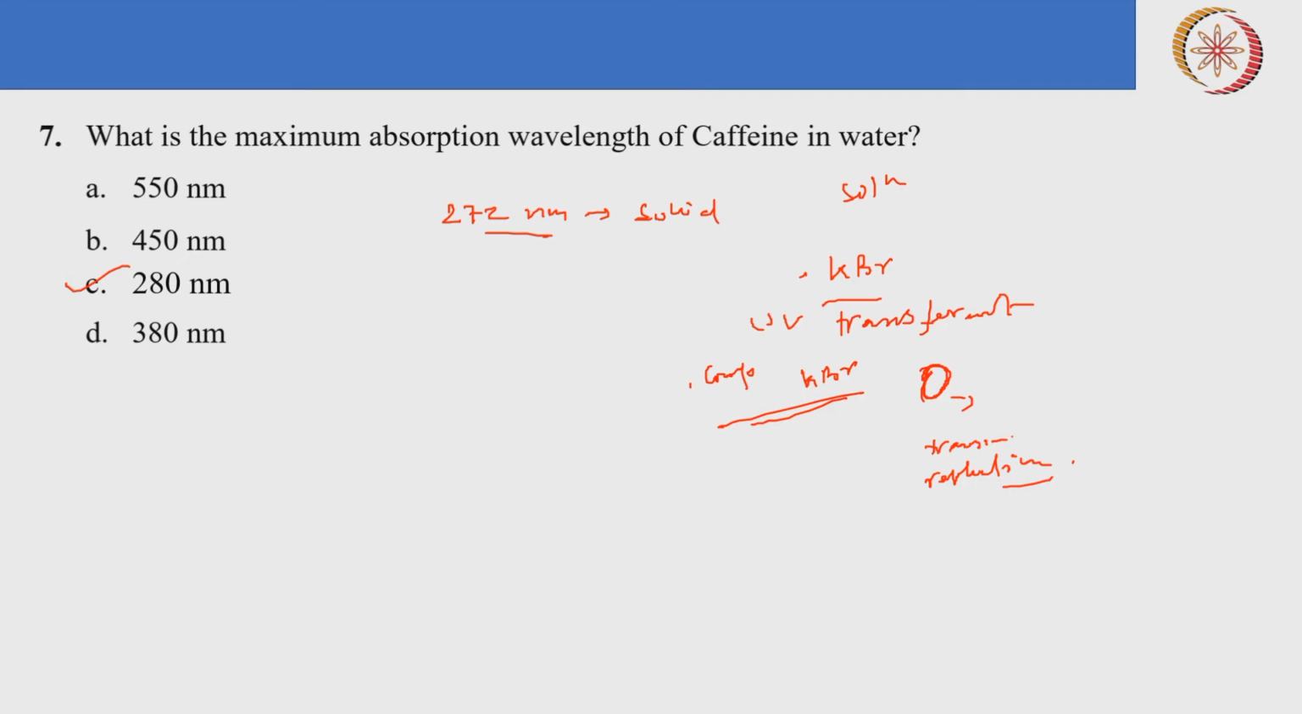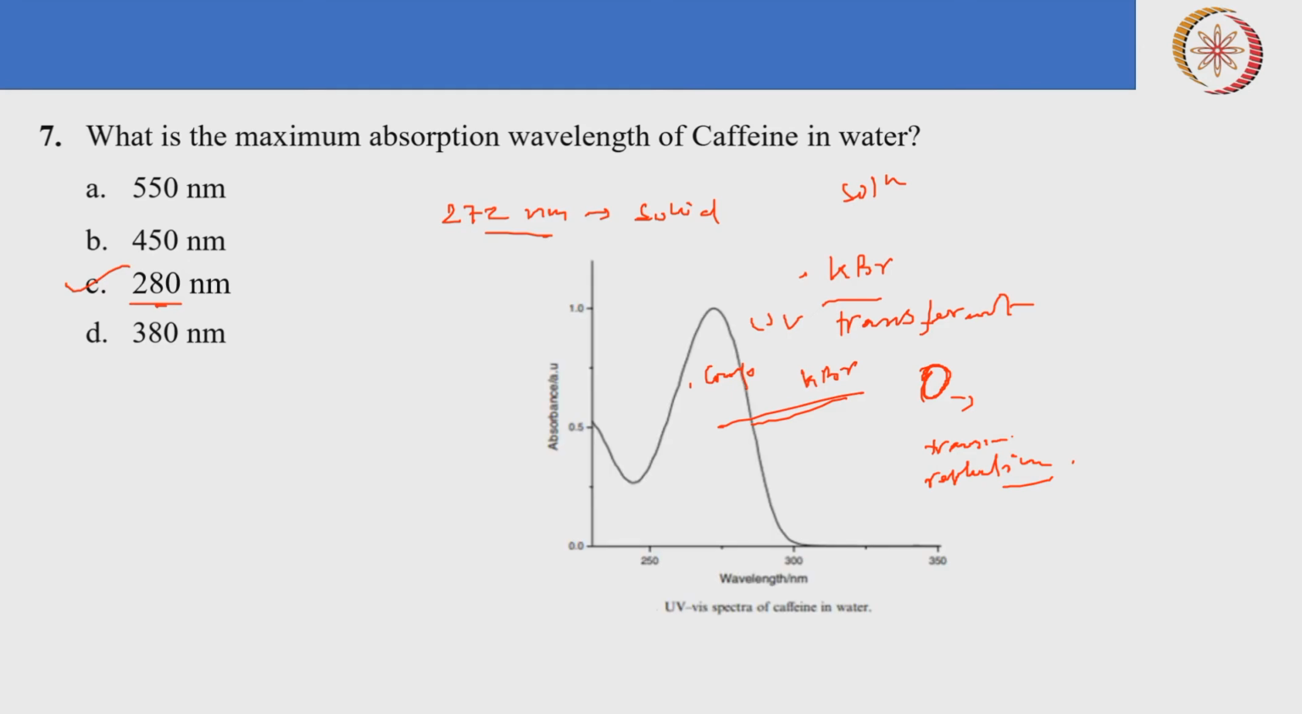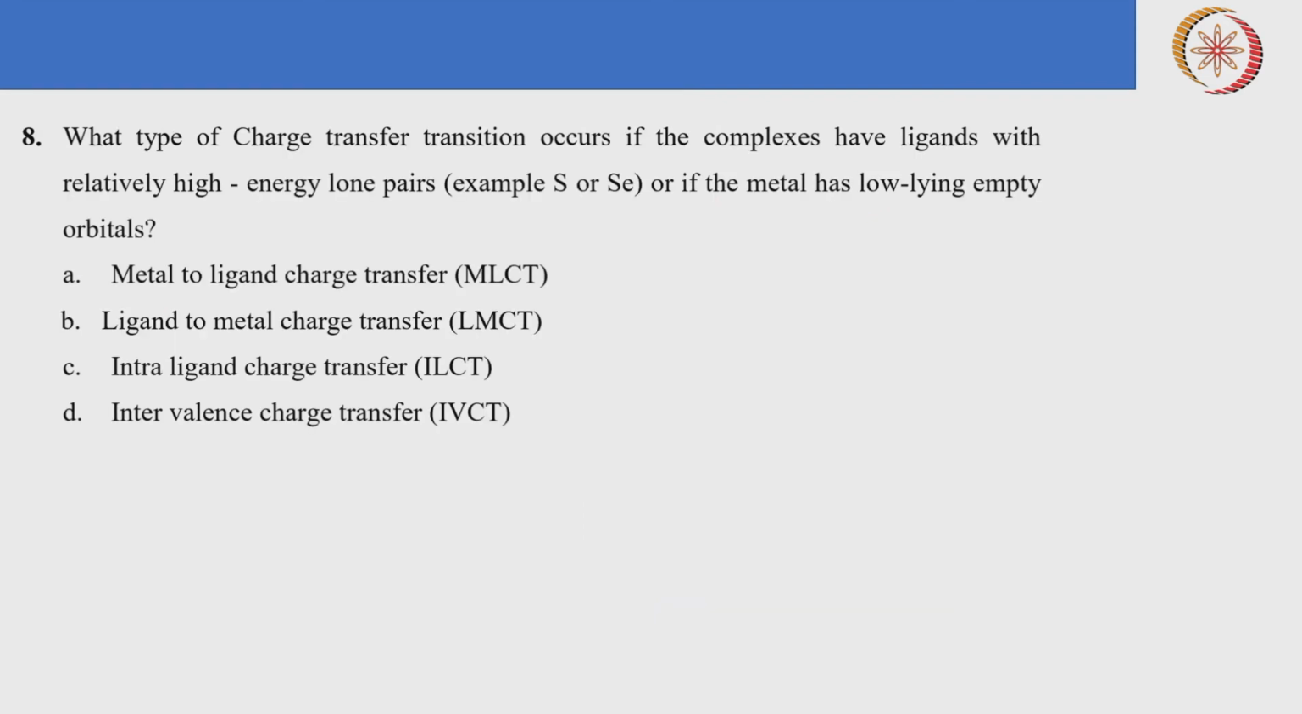So the answer, I think, is that in the solid state it is 272 nanometers. If you add it to a solution, a polar solvent like water, then it will shift a little bit to the higher wavelength region. So for this, the absorbance position is near 280 nanometer. Here you can see absorbance as a function of wavelength, and the highest peak is coming near 280 nanometer.